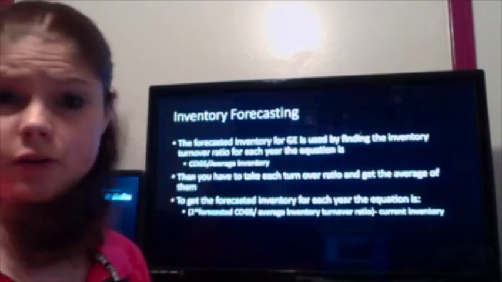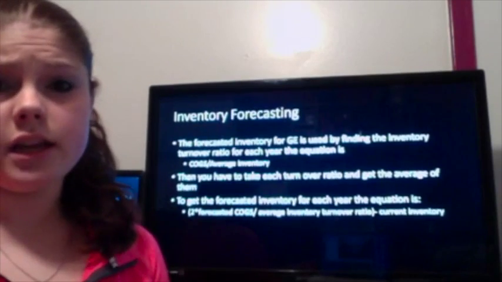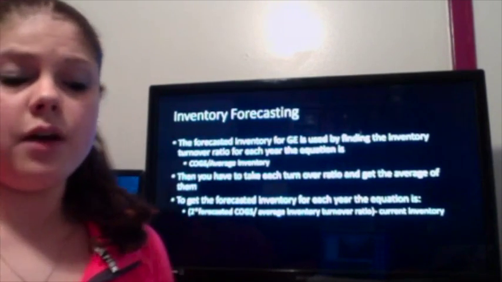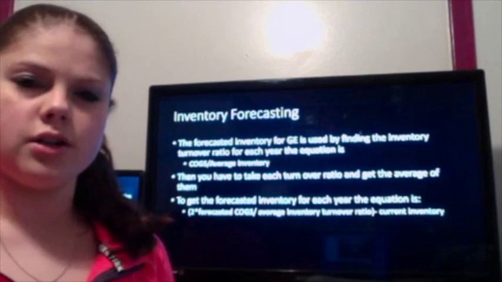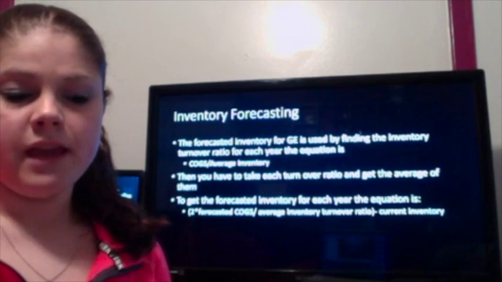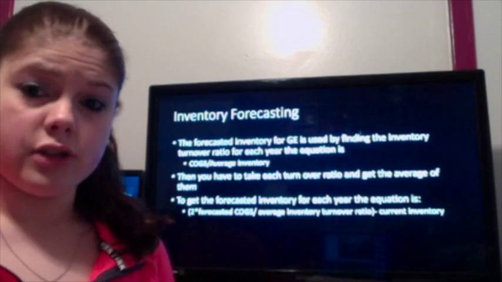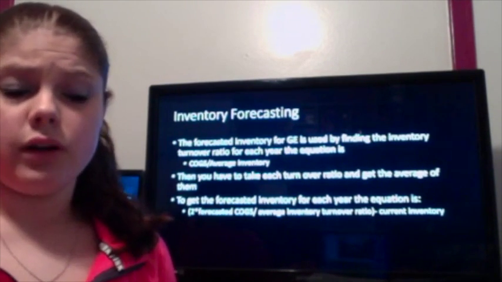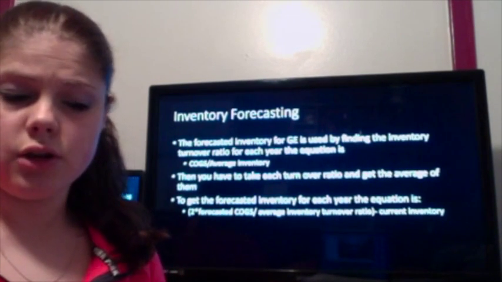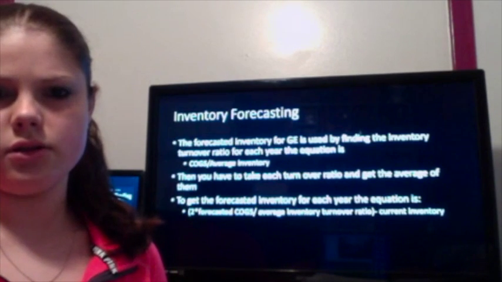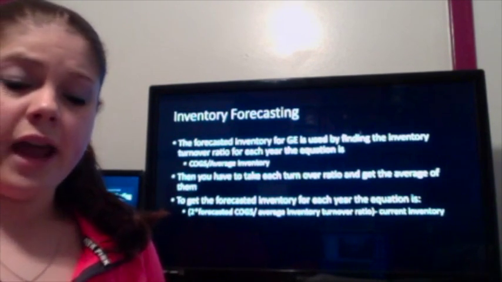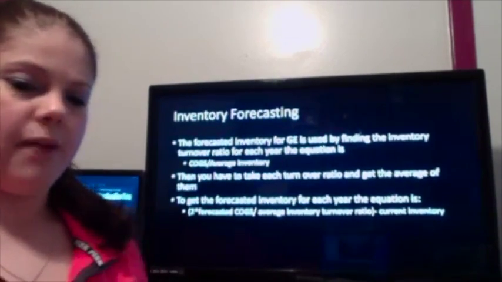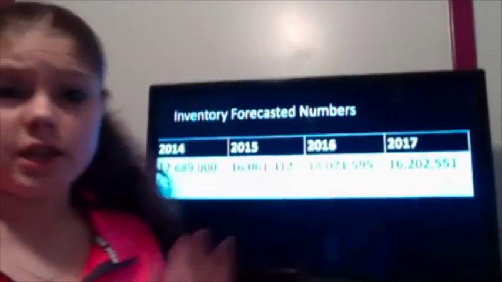The first thing we're going to forecast is the inventory. The forecasted inventory for GE is found by first getting the inventory turnover ratio for each year, and the equation for that is cost of goods sold divided by average inventory. And then you get all those for every year and you average them together. And then to get the actual forecasted number for inventory for each year, the equation is 2 times forecasted cost of goods sold divided by the average inventory turnover ratio, which you just found, and you subtract current inventory from all of that.